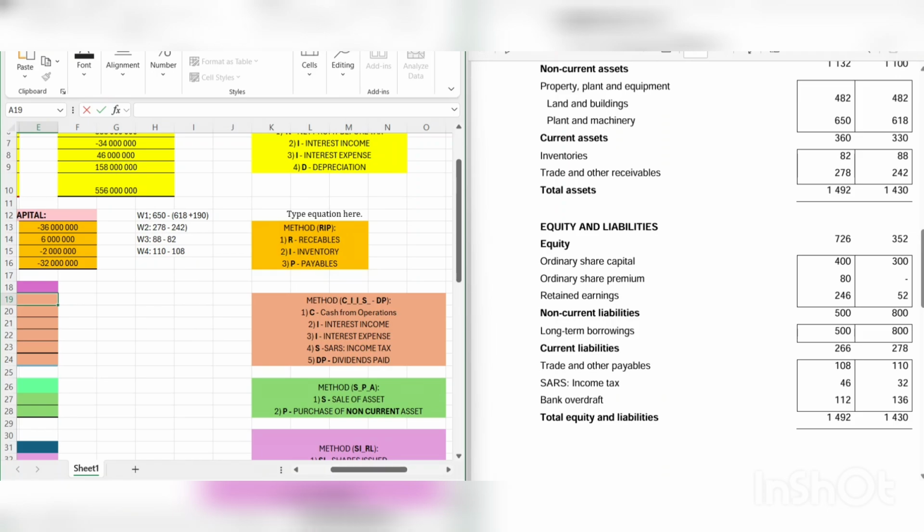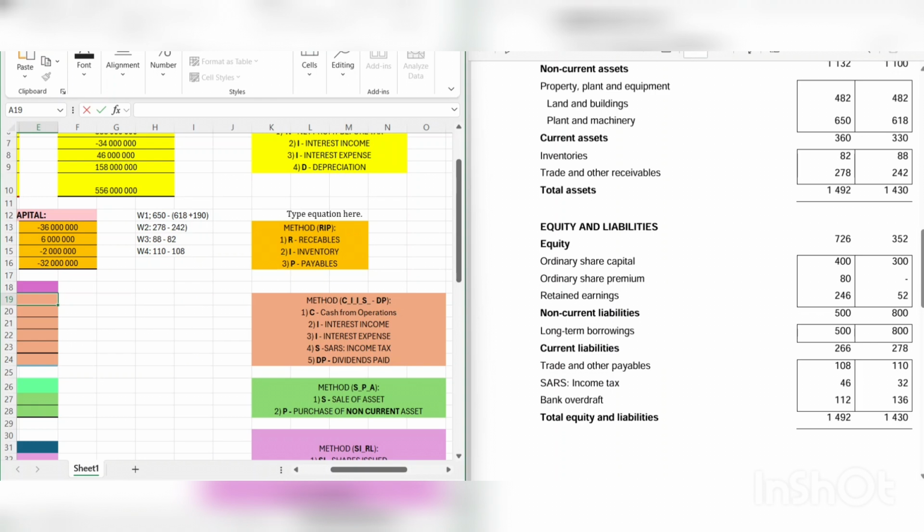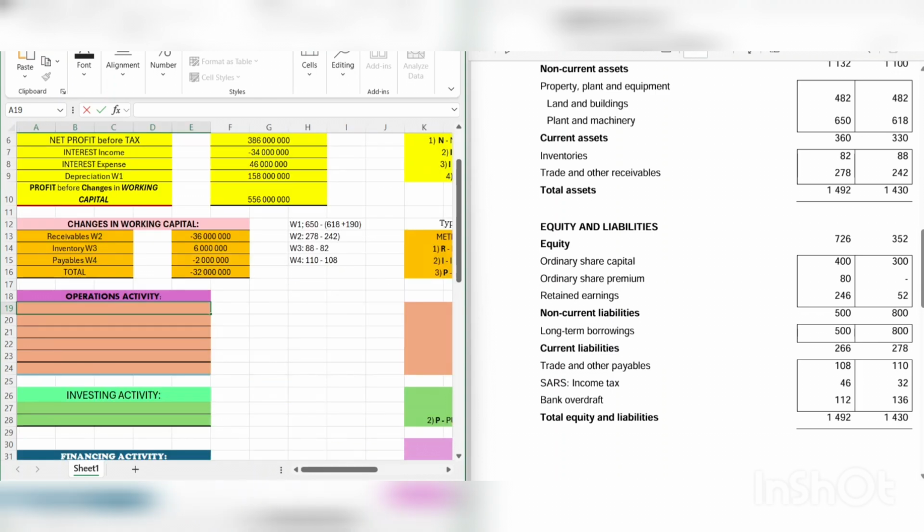CSDP. Yeah, really funny. C for cash from operations, I for interest income, I for interest expense, S for your SARS income tax, and DP for your dividends paid. All right. So let's type out our first item. Cash generated through operations.